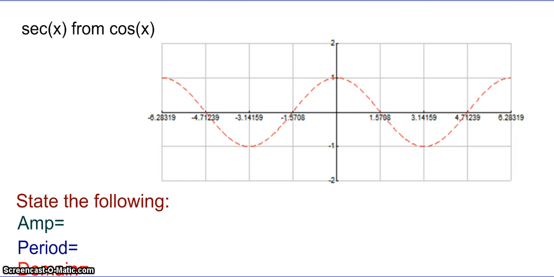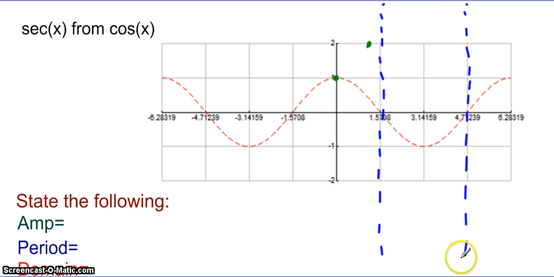Alright, let's do the same thing for secant. I'm going to go a little bit quicker here because it's the same idea as what we just did. So for secant, at 0, cosine is 1, the reciprocal of that is 1. Pi thirds, cosine is 1/2, the reciprocal of that is 2. Here the cosine is 0, so the secant is going to be undefined. Since I already have this out, here is another asymptote.